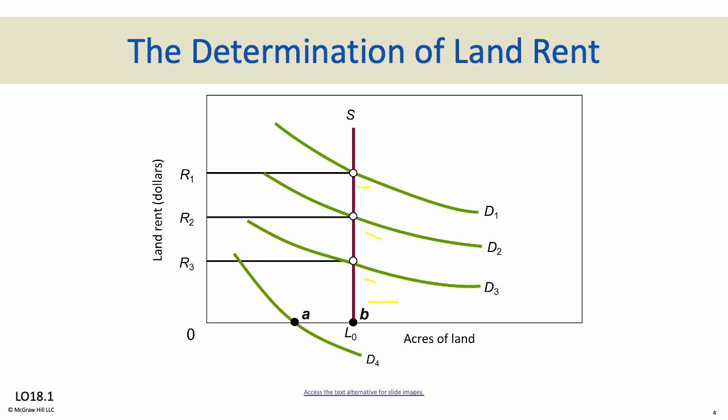If demand is very weak, and I'll switch to red for this one, D4, land will be a free good commanding no rent. So if demand is very weak, you wouldn't be able to rent the land because no one's going to want to use it. No matter what you try to charge, no one's going to rent it because there's really no demand for that land. So if you see abandoned lots or something like that, that would be an example. Maybe it's in a not desirable location, or really no one has any idea of what to do with it. That would be a situation like that.